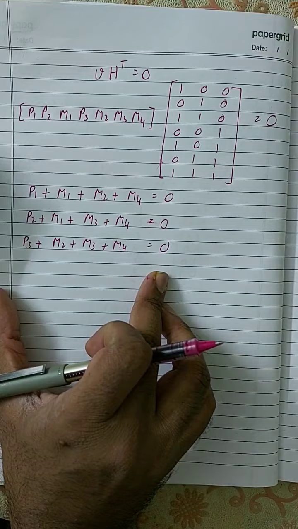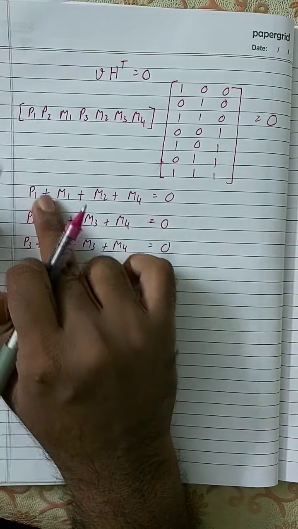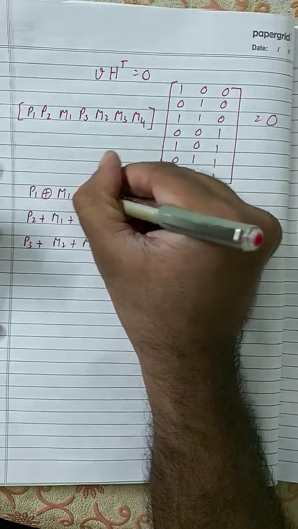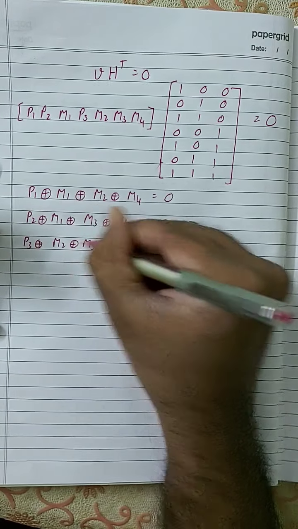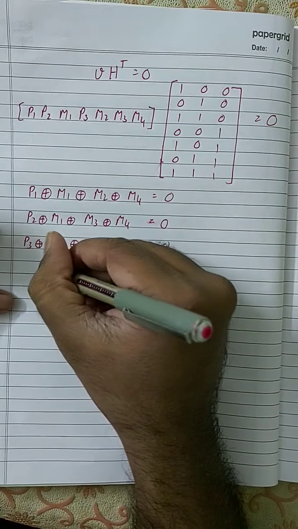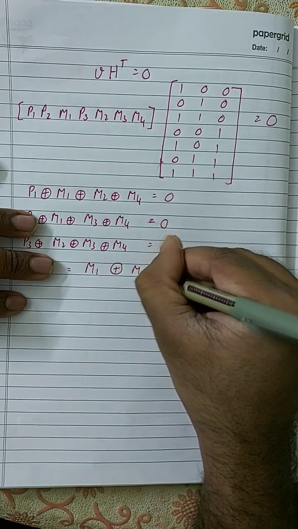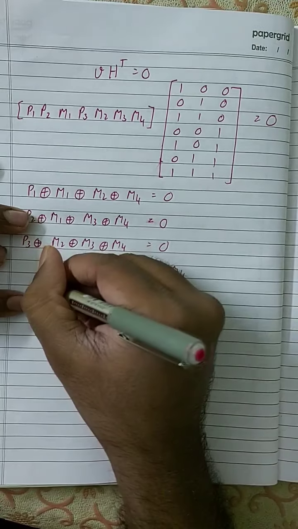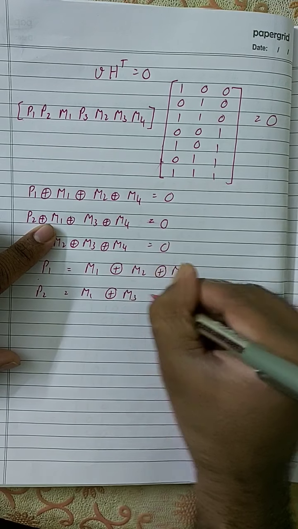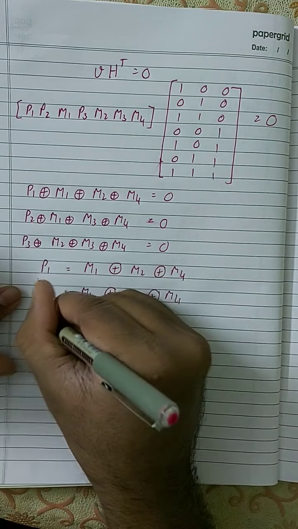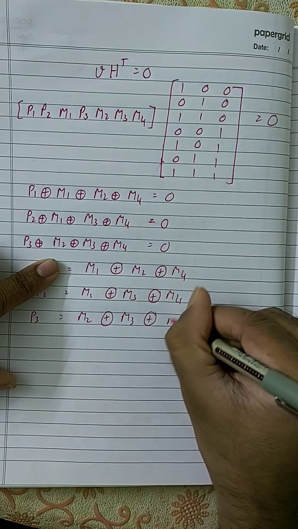So this is the equation I got. We all know that in Galois field of 2, there is no negative sign or anything like that, which means this plus actually represents, don't forget, the XOR function. Okay, let me write the XOR function. So what is the equation for P1? The equation for P1 is M1 XOR M2 XOR M4. And the equation for P2 is M1 XOR M3 XOR M4. And the equation for P3 is M2 XOR M3 XOR M4.